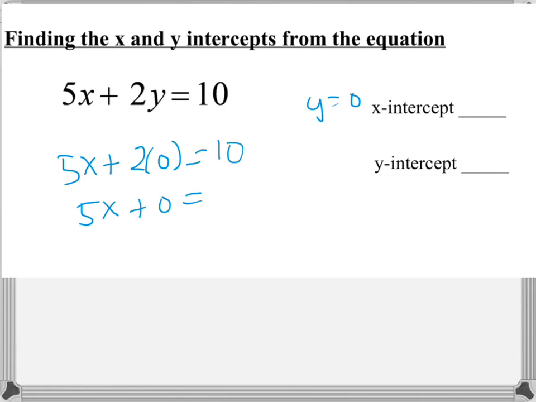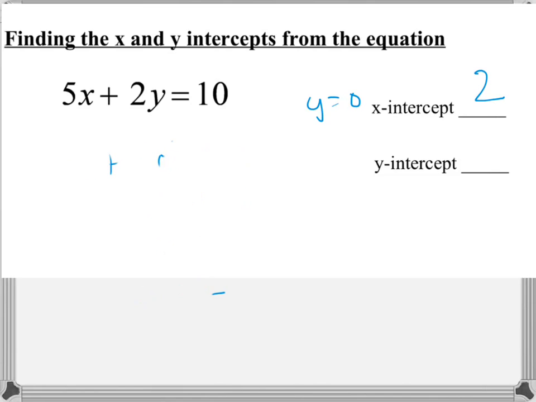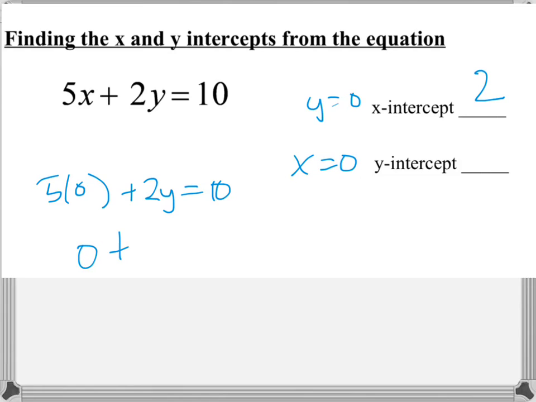5x plus 0 equals 10. 5x equals 10. So x must be 2 if you divide each side by 5. Okay. For the y-intercept, you want to set x equal to 0. So 5 times 0 plus 2y equals 10. 0 plus 2y equals 10. y must equal 5 if you divide each side by 2.